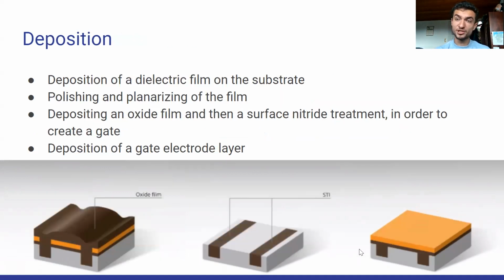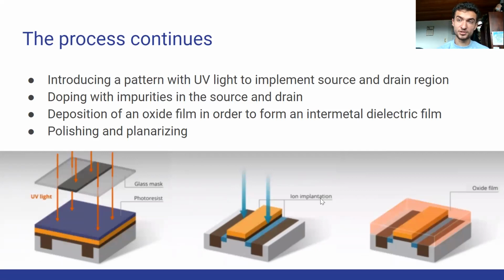Now, the deposition. We need to deposit a dielectric film on the substrate. We then have to polish it and planarize it. We then have to deposit an oxide film and then a surface nitride treatment in order to create the gate. We then have to deposit a gate electrode layer on top of it, as you can see in the third image. Now, the process continues. We're close to finishing it.